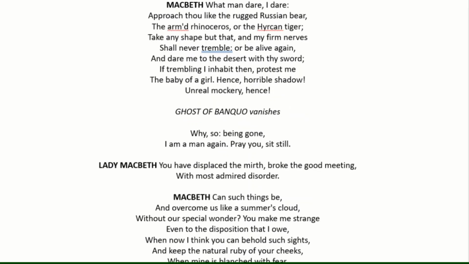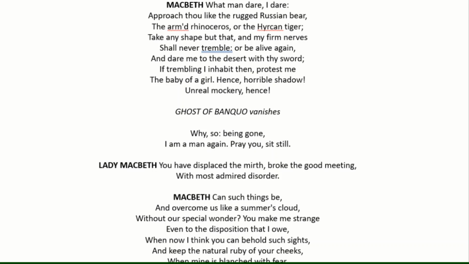"What man dare, I dare. Approach thou like the rugged Russian bear, the armed rhinoceros, or the Hyrcan tiger. Take any shape but that, and my firm nerves shall never tremble. Or be alive again, and dare me to the desert with thy sword. If trembling I inhabit then, protest me the baby of a girl. Hence, horrible shadow, unreal mockery, hence."